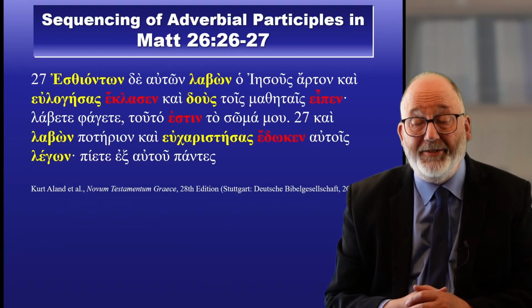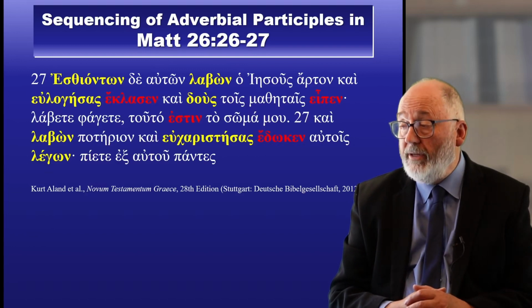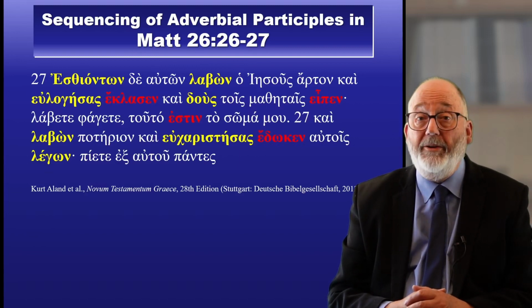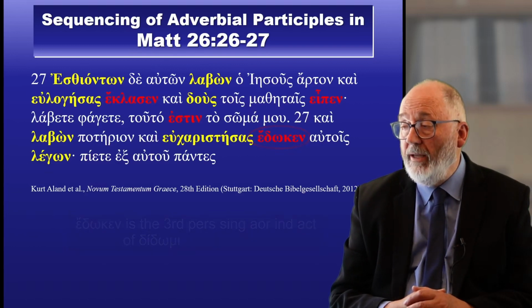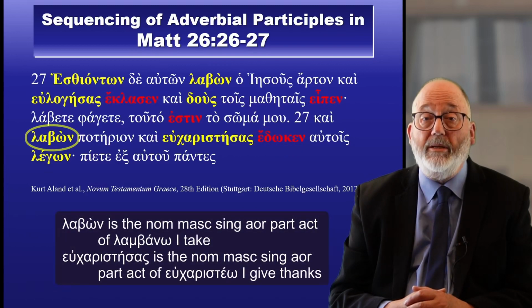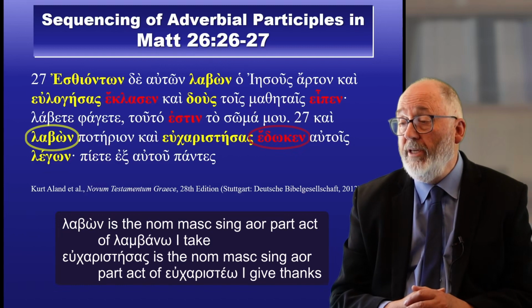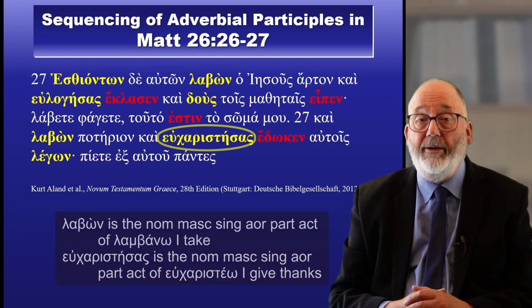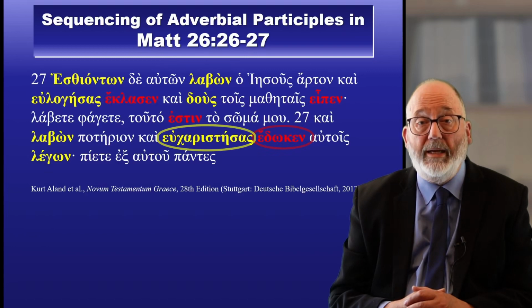Let's look at the second sentence. Kai labōn potērion kai eucharistēsas edōken autois legōn, piete ex autou pantes. There is one main verb, the verb that's in the indicative mood, edōken, he gave. The participle labōn is in the aorist tense, so the action took place before the action of the main verb. So this is something that took place before edōken, before he gave. And eucharistēsas likewise is in the aorist tense, and so the action of that verb took place before Jesus gave.